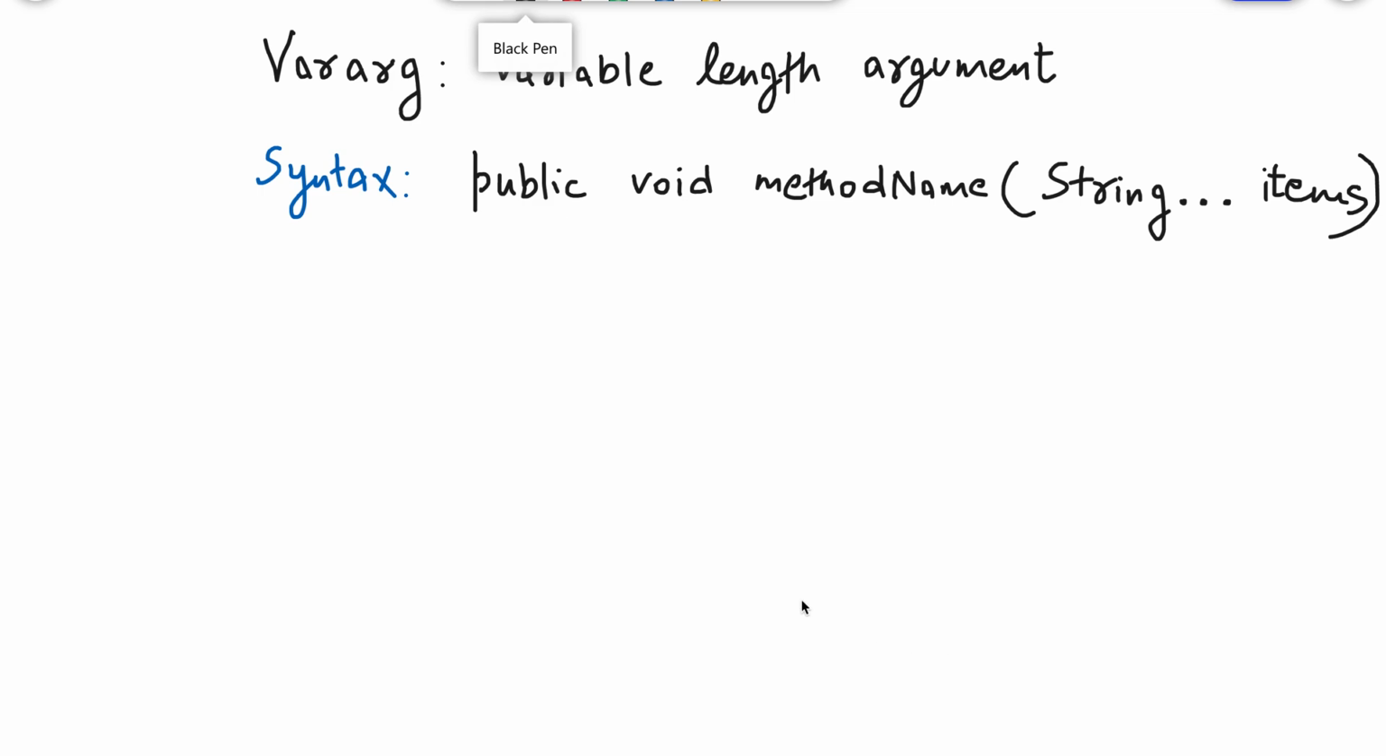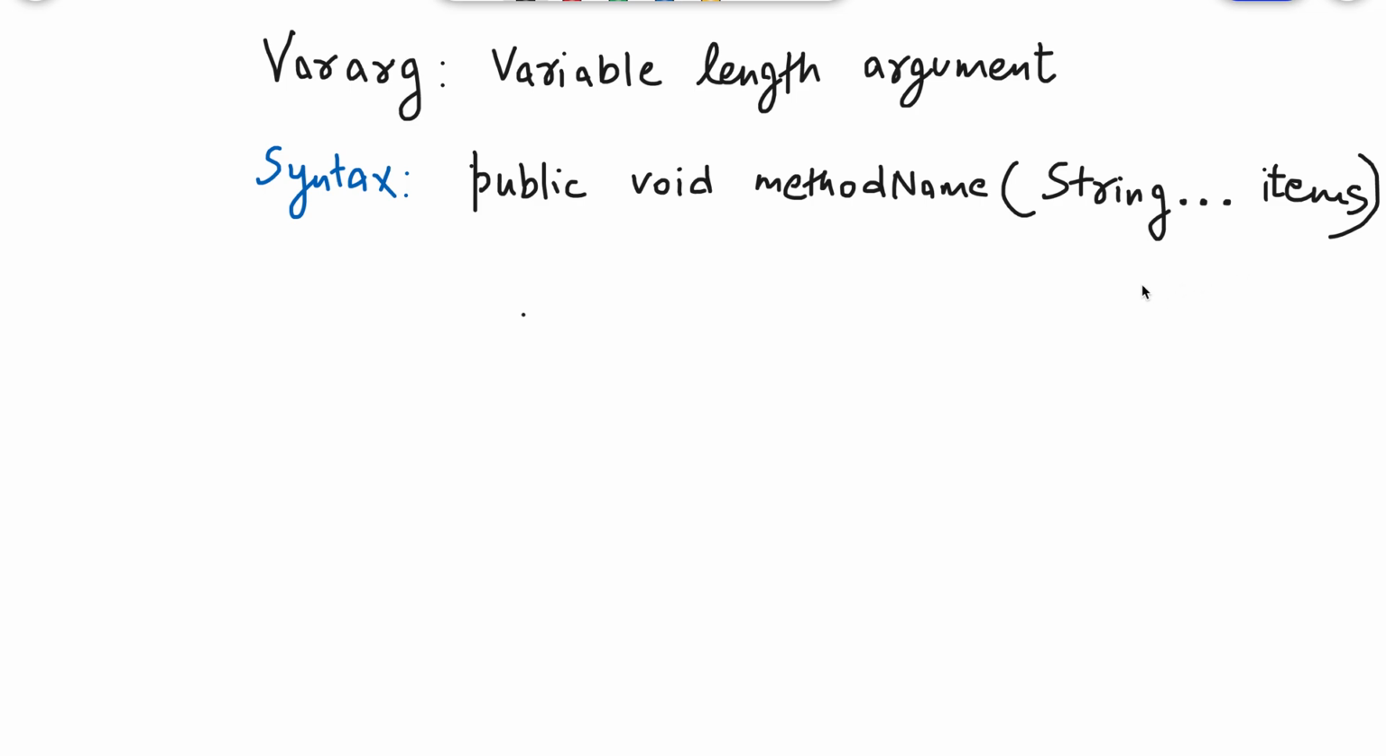Hi everyone, in this video I am going to talk about Varargs in Java. Varargs means variable length argument and the syntax of using it is just 3 dots. So in this method name I can pass 1 item, 2 items, 3 items or no items. I can even pass an array of items.